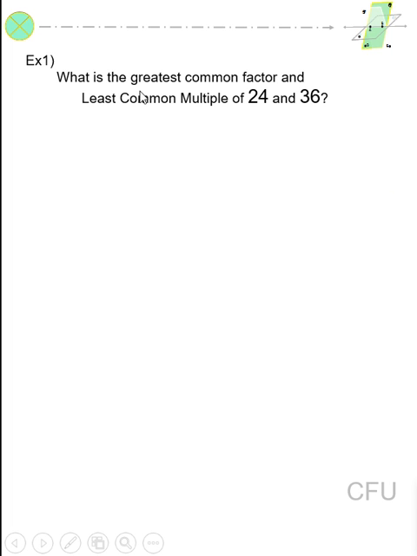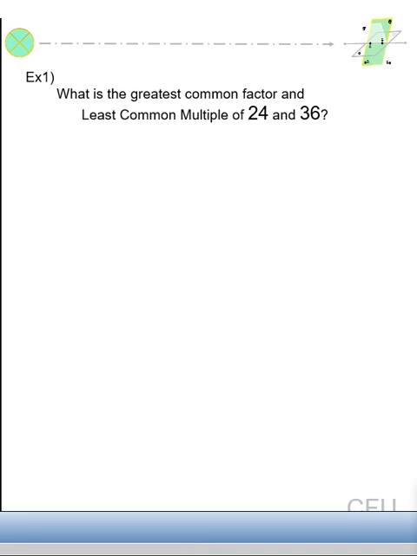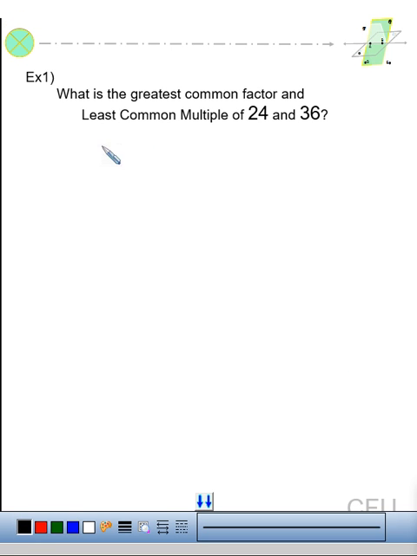I'm given 2 numbers, and they're asking me to find the greatest common factor and the least common multiple of 24 and 36. Check this out. Here goes the process. So, I'm going to write 24 and 36. Oh, but step 1 said write your first 5 primes: 2, 3, 5, 7, and 11. Those are my first 5 prime numbers.